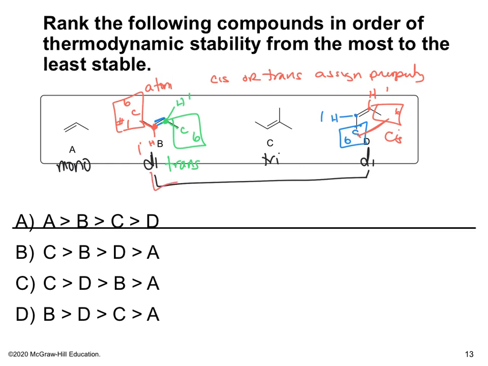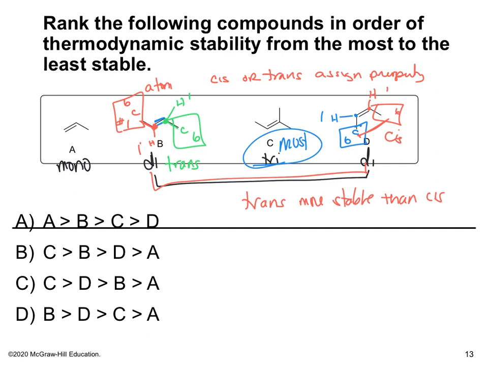And so if you're comparing both di-substituted, the trans is going to be more stable thermodynamically than the cis. So now you can rank them. C is going to be the most because it's tri. And then between these two, you're going to have the trans, so that's B. And then you're going to have the cis, which is D, and then the mono is the least. So CBDA. CBDA is the answer.